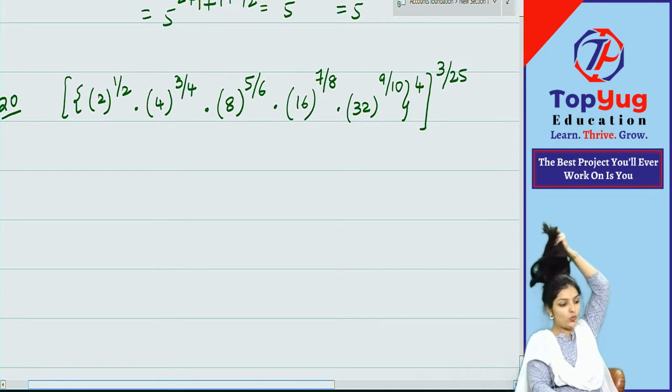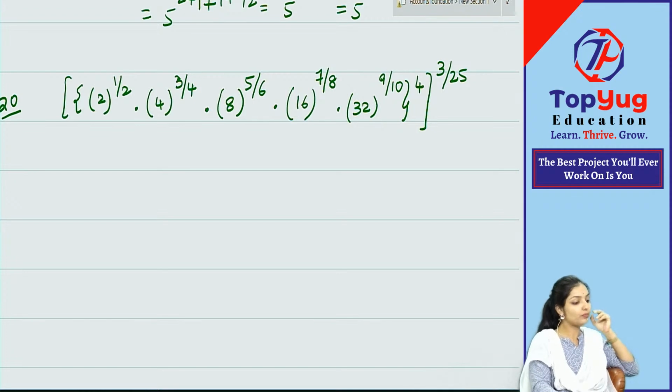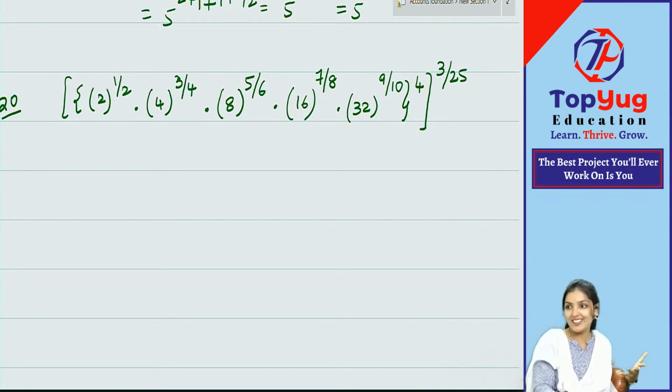So 20th one, 21st one, 22nd one. Now they are asking us nice problems. It's still a challenge. There has to be a challenge, right? You cannot be doing monotonous work. No? You get bored.